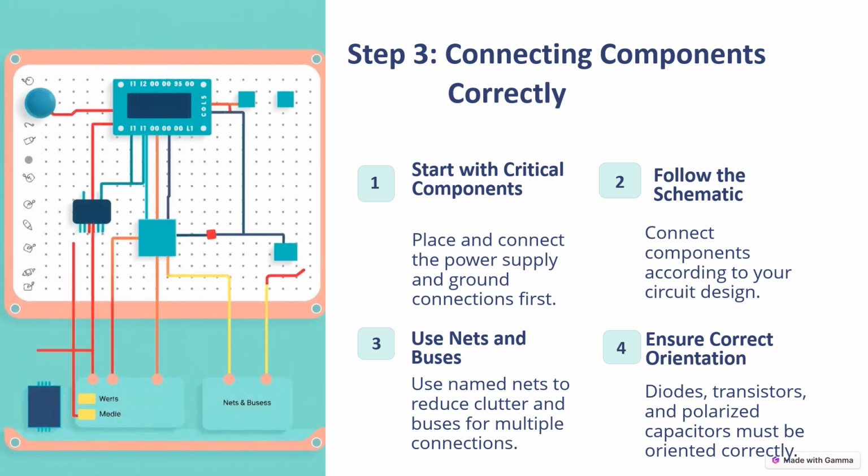Third step is connecting components correctly. Place and connect the power supply and ground connections first. Connect components according to your circuit design. Use named nets to reduce clutter, and buses for multiple connections. Diodes, transistors and polarized capacitors must be oriented correctly.